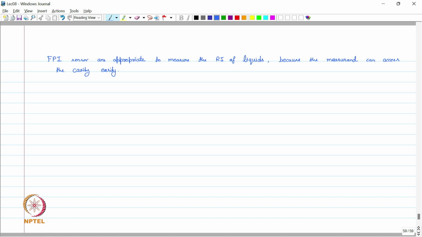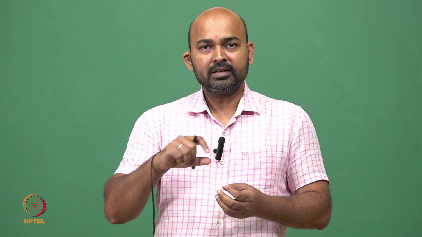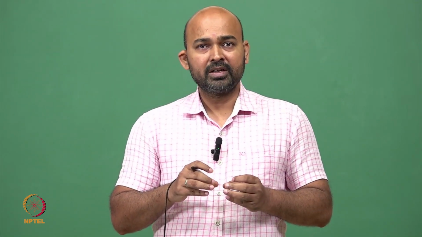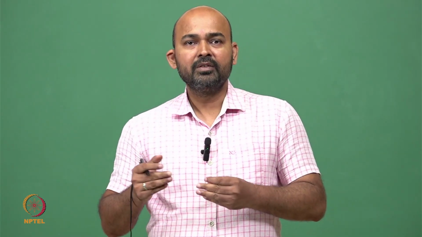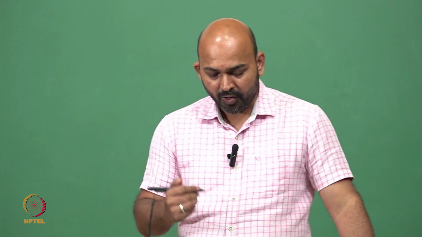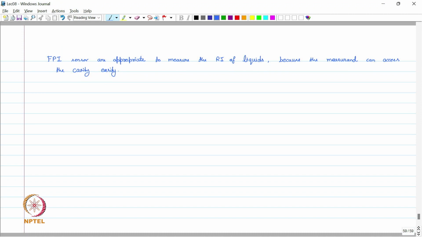So we have a cavity here in the FPI sensor, and we can pour our liquid in that. Based on the refractive index of this material that we pour in, we get different phase shifts. So if we plot the graph between the refractive index and the phase difference, it will look something like this.